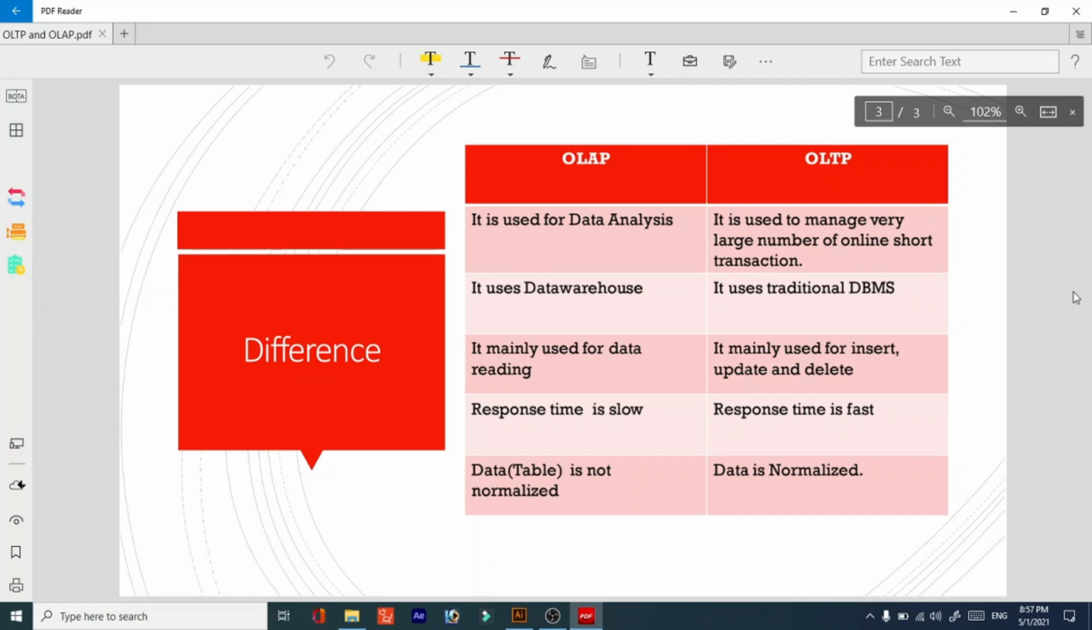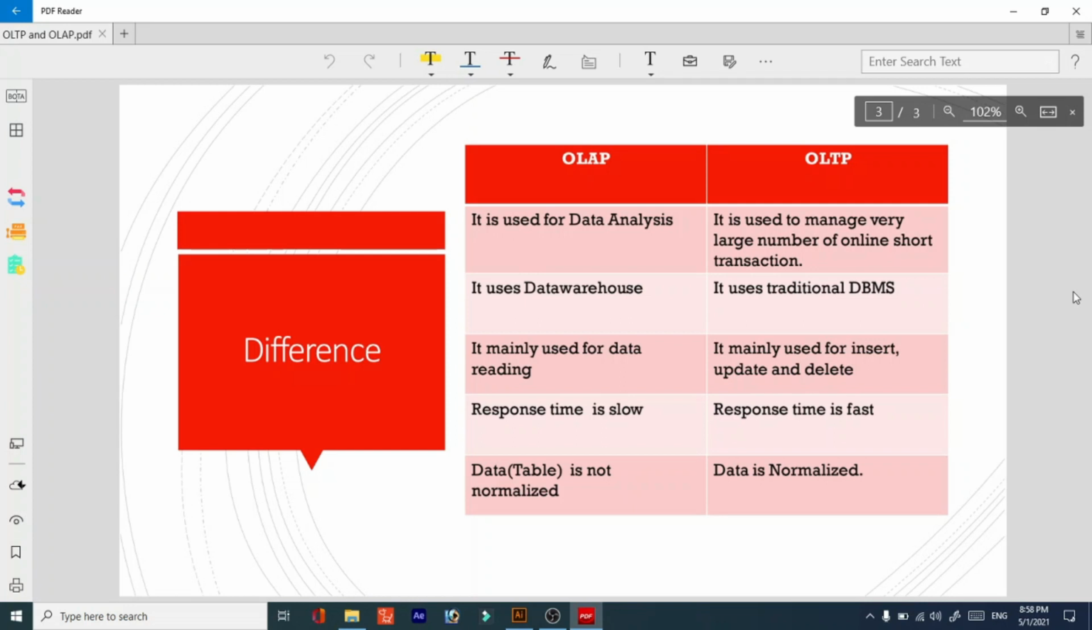OLAP is used for data analysis and reporting. So OLAP, which is data warehousing, is used for data analysis, while OLTP is used to manage a very large number of online short transactions.